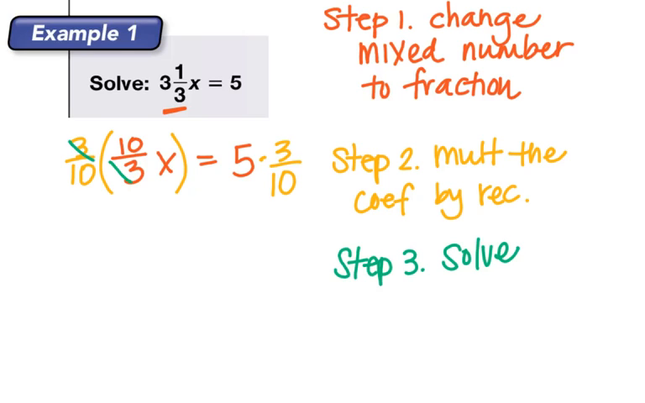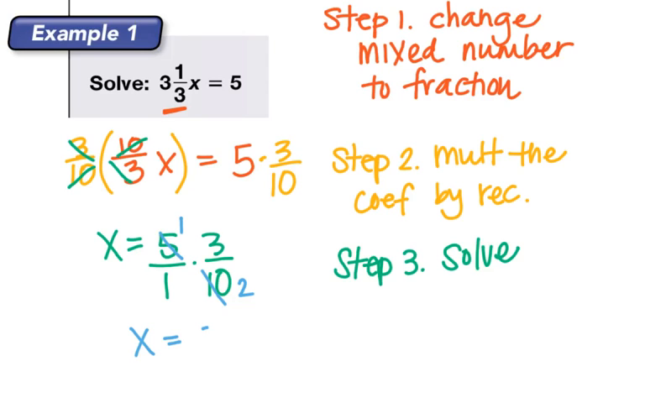Well, this cross cancels out, so now I just have x by itself. 5/1, I'm going to turn that into a fraction, times 3/10. Notice here that I can cross cancel. My 5 goes into my 10 once, or excuse me, 2 times. 5 becomes a 1, 10 becomes a 2. So that becomes x equals 3/2. And we can leave it in its improper form.